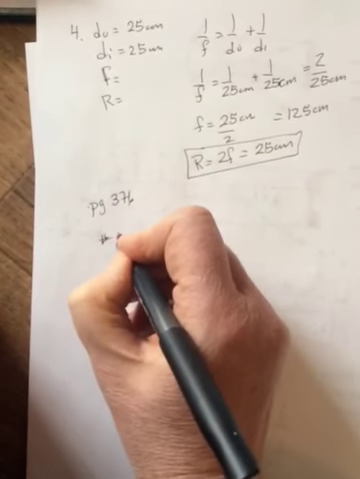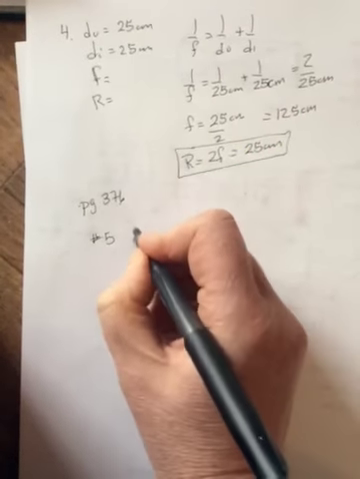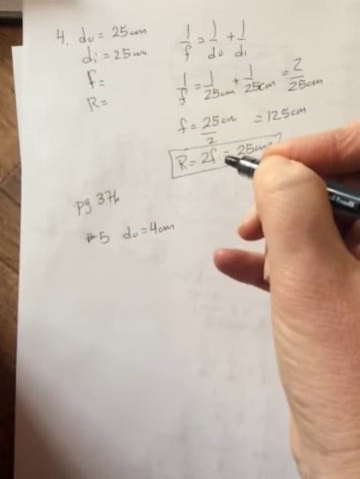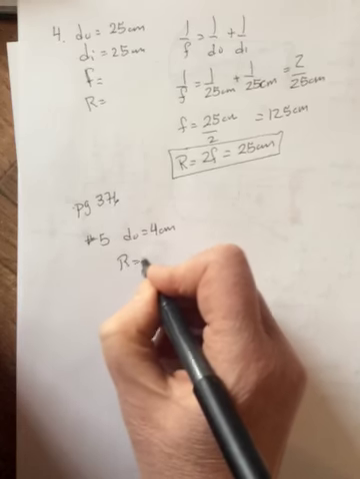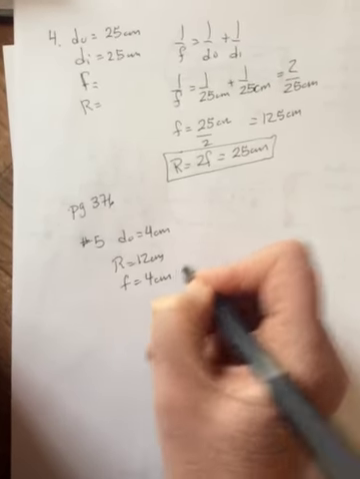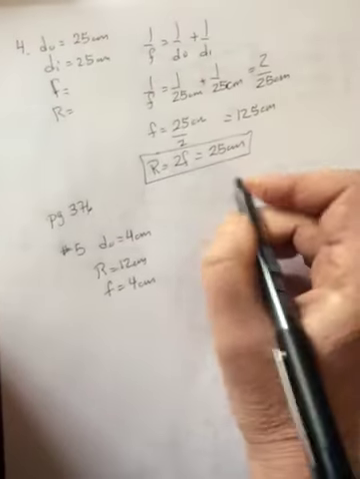All right, then I asked you to do number 5 on page 376. Number 5 says an object that is 4 centimeters in front, so that's your DO, in front of a concave mirror having a 12 centimeter radius, so R is 12 centimeters, which means F is 6 centimeters. Locate the image.